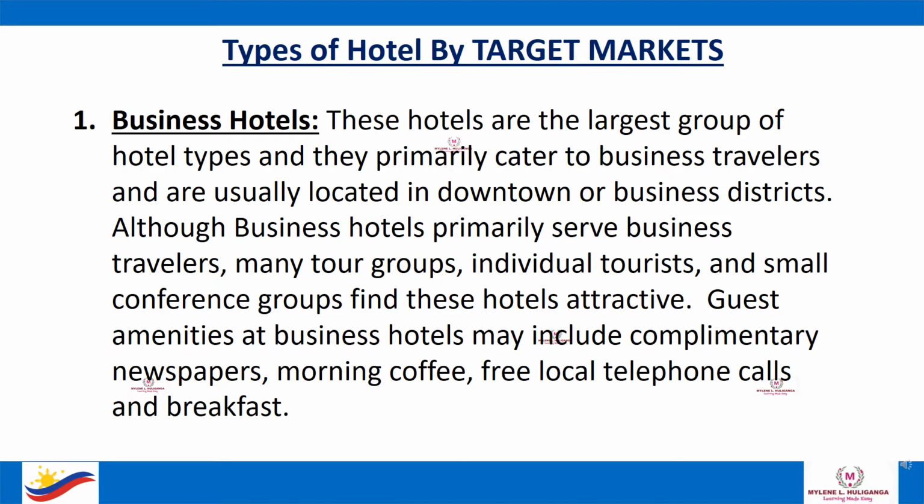Number 1, business hotels. These hotels are the largest group of hotel types and they primarily cater to business travelers and are usually located in downtown or business districts. Although business hotels primarily serve business travelers, many tour groups, individual tourists, and small conference groups find these hotels attractive. Guest amenities at business hotels may include complimentary newspapers, breakfast, and free local telephone.